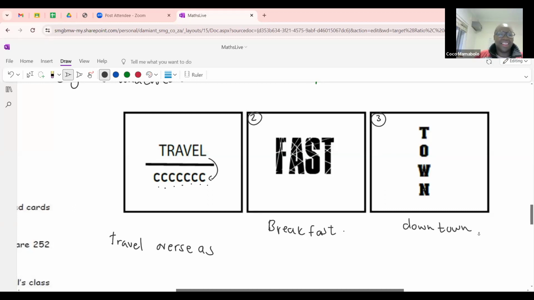Yeah. Okay, and these are called rebus puzzles. They're actually very fun. You can find quite a lot of them online and you can try them out.